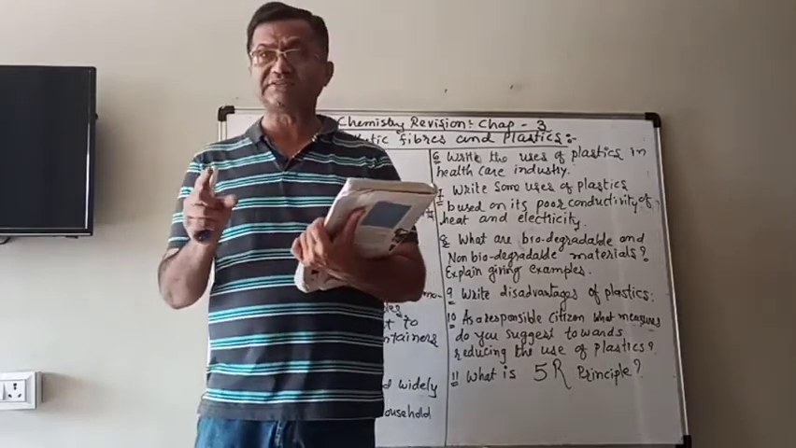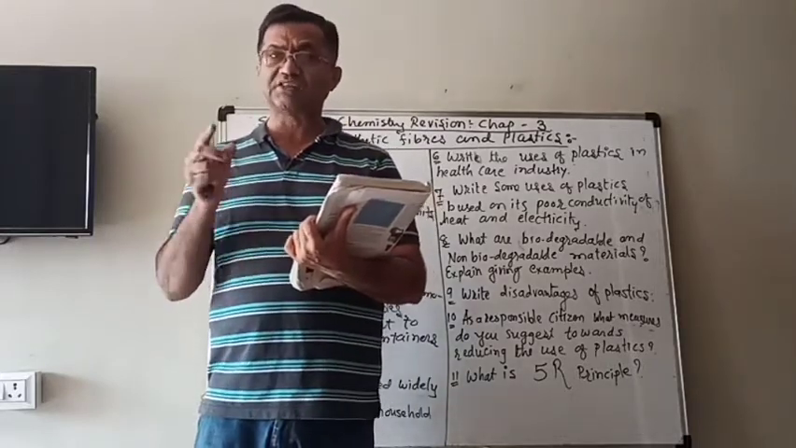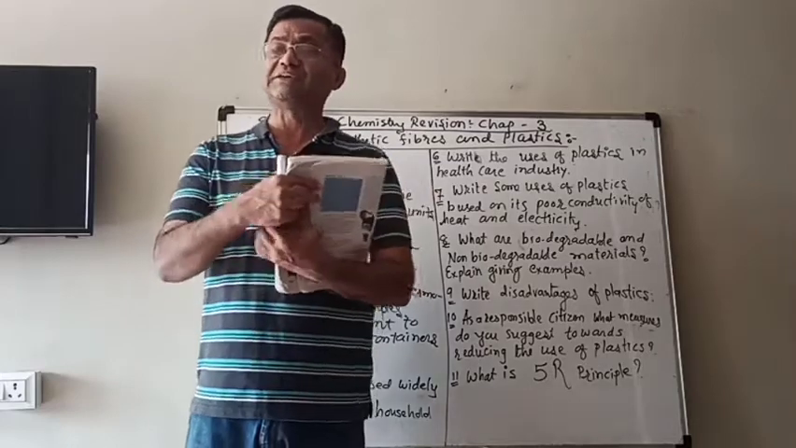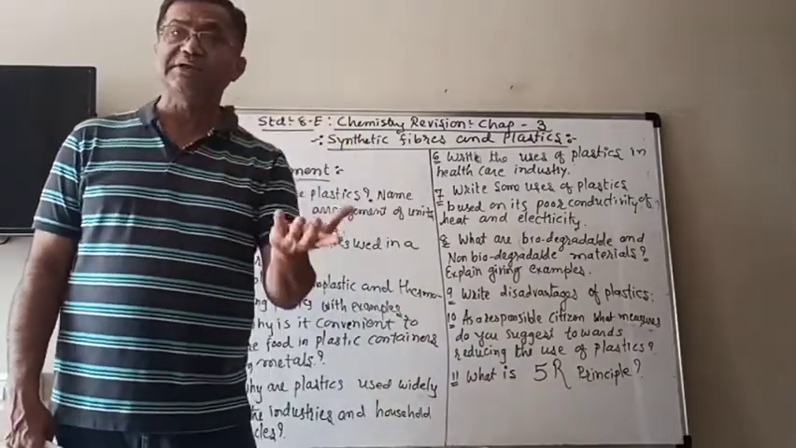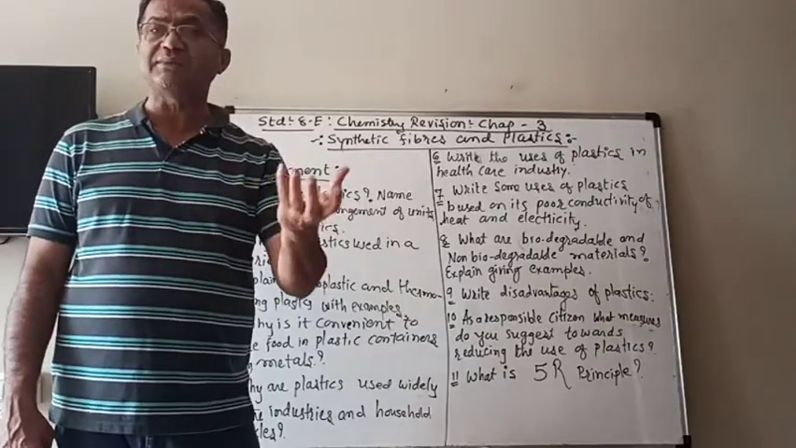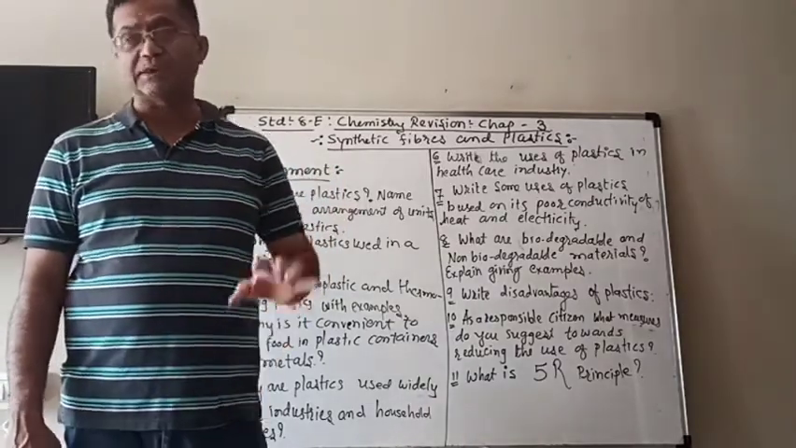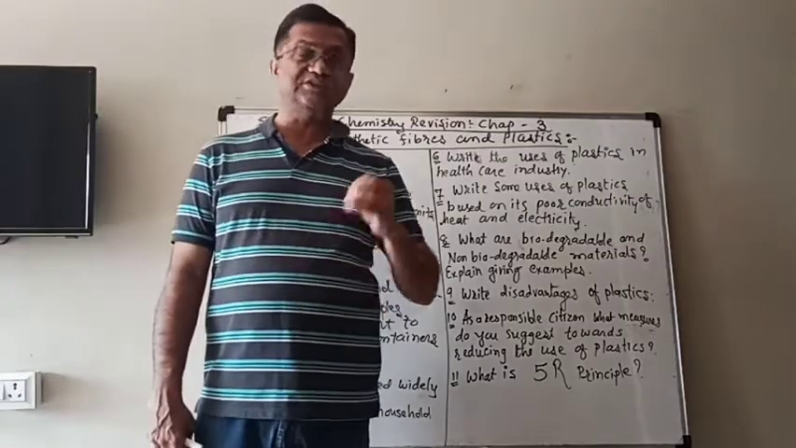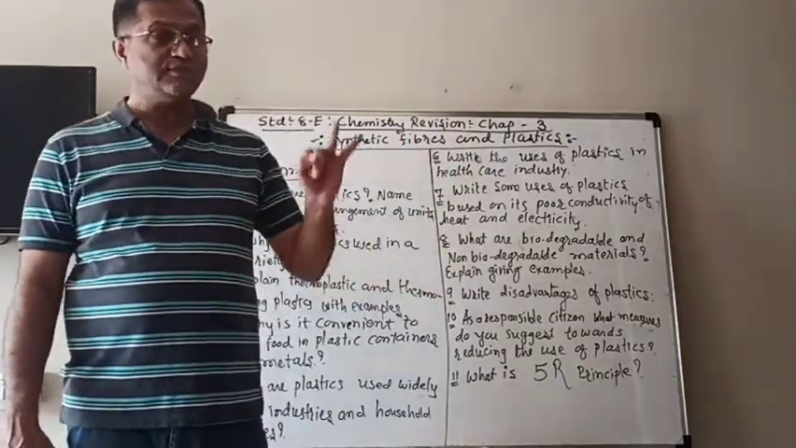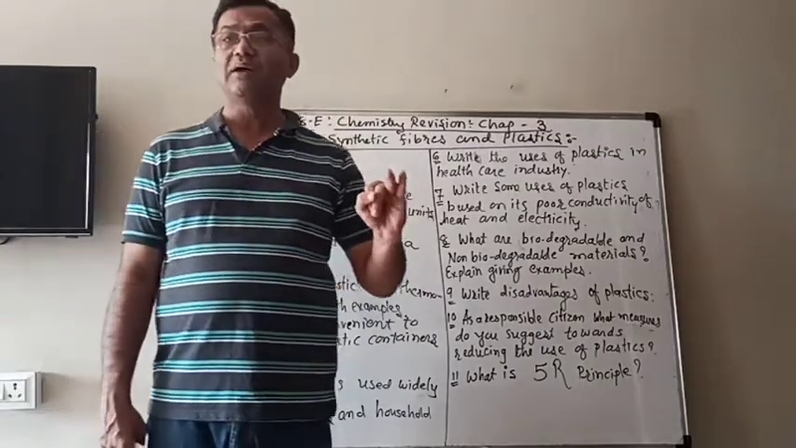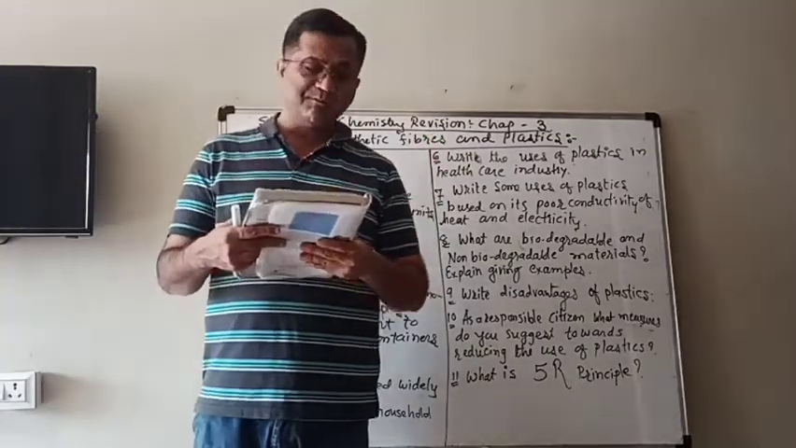So what are thermoplastics? Thermoplastics are those which, when heated, get soft and can be bent and shaped into any shape. They can be molded into any shape. And as I told you, two main examples are polythene and PVC.